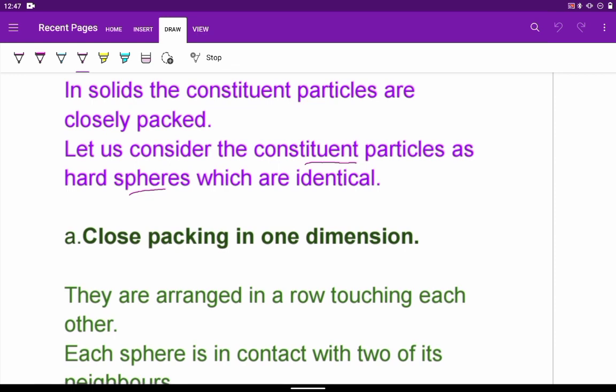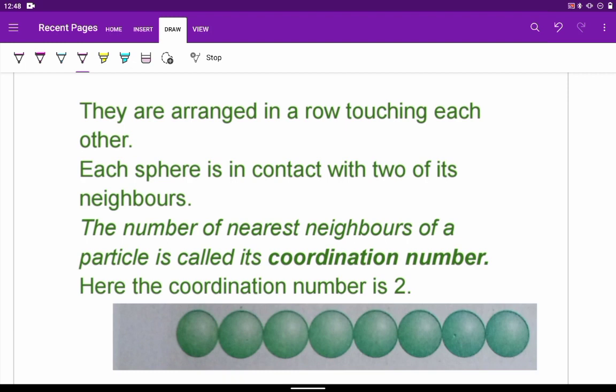When we arrange the constituent particles in a row, we find that they touch each other. We can see here, these are the constituent particles, they are touching each other. And each sphere is in contact with two of its neighbors. You see this one, on both the sides, two constituent particles are there. For every sphere, this is the condition.